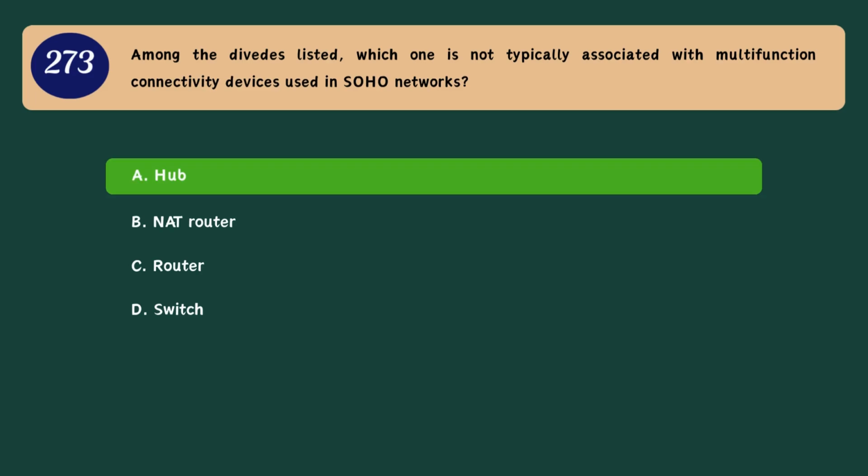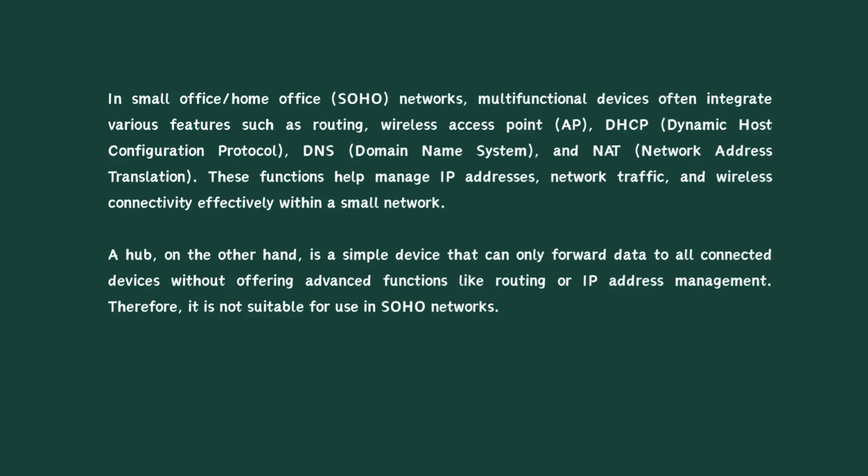Correct answer. A. Hub. In small office/home office networks, multifunctional devices often integrate various features such as routing, wireless access point, AP, DHCP, Dynamic Host Configuration Protocol, DNS, Domain Name System, and NAT, Network Address Translation. These functions help manage IP addresses, network traffic, and wireless connectivity effectively within a small network.